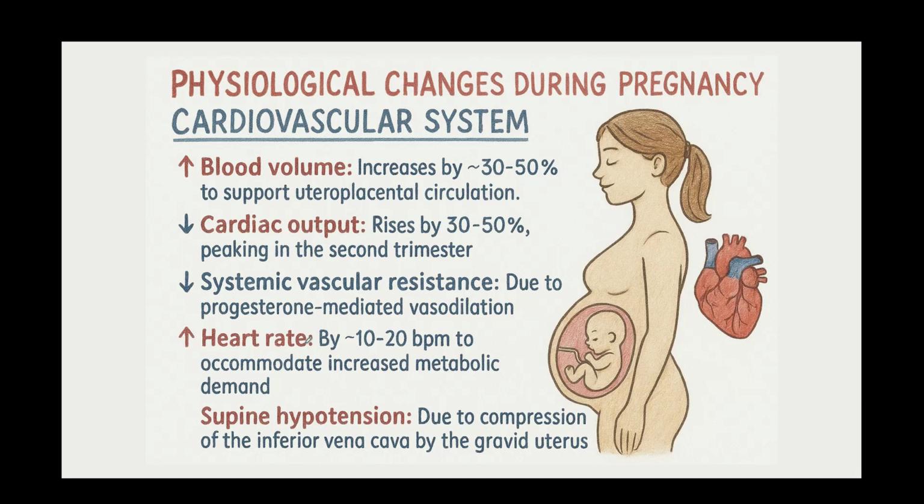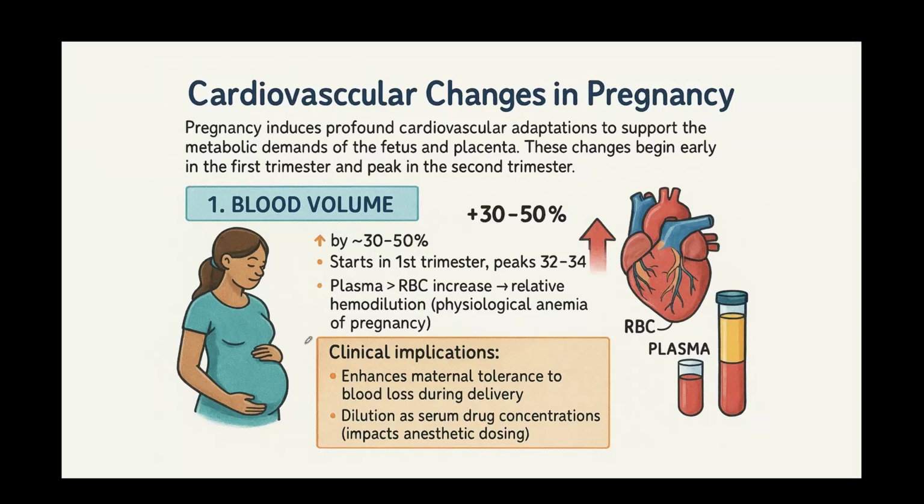Heart rate increased by 10 to 20 beats per minute to accommodate the metabolic demand of the parturient and the fetus. And we have the supine hypotension due to compression of the inferior vena cava and aorta by the gravid uterus. And as I said, like 18, 20 weeks, it starts.